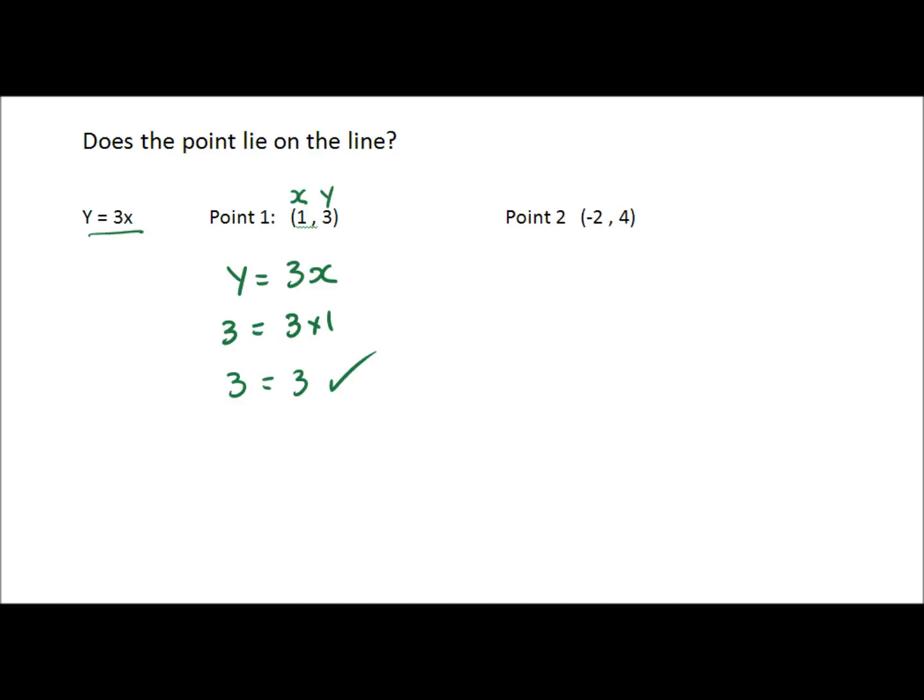Let's try the second point, -2, 4. We'll do the same thing. Let's start off with the rule, y equals 3x. I'm going to replace the x and the y. So the y value was 4, the x value -2, and I end up with 4 equals -6. Now that is a false statement. Therefore that point does not lie on the line.